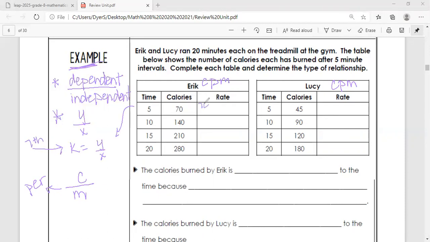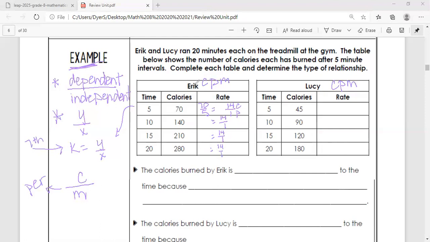That means we would do 70 divided by 5, which would give us, in simplest form, our unit rate, 14:1, 14 calories per minute. And so if we do this every time, then we're going to have 140 divided by 10, which is 14:1. And we're going to have 210 divided by 15, which equals, remember, you can use your calculator for this first unit because we're not testing your ability to do arithmetic. We're trying to reactivate the things that you learned in 7th grade. And then again, 280 divided by 20 gives us 14 to 1.